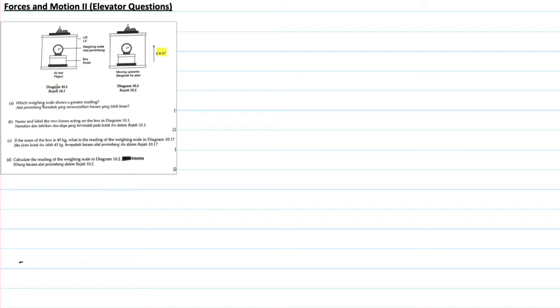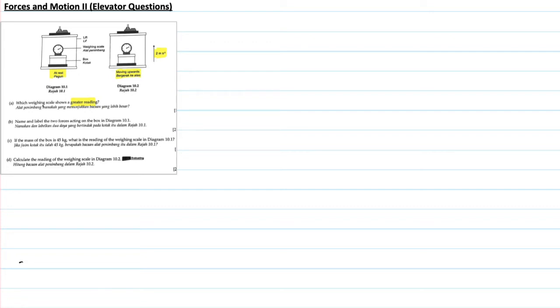Diagram 10.1 is at rest, whereas in diagram 10.2, it is moving upwards with an acceleration of 2 meters per second squared. The first question, question A, asks which weighing scale shows a greater reading. A common mistake a lot of students make is they forget or mismatch which motion causes a greater weight. They forget whether going up is heavier, or going down is heavier, and which one has a greater reading.